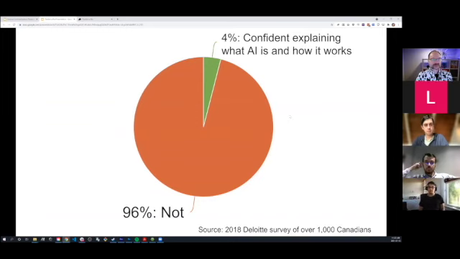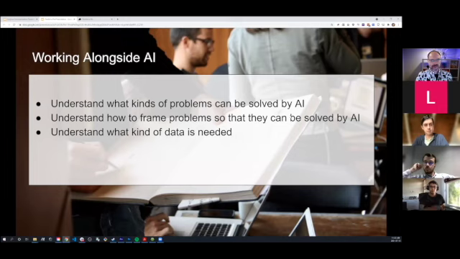So what's the goal of our education activities to help with that? We have three main points that we try to make. We want people to be able to understand what kind of problems can be solved by AI, because not all problems are suitable for being solved by AI, both for technical reasons, but also for societal impact and ethical reasons. Then the next point is to understand how to frame those problems so that they can be solved by AI. That's the computational thinking part of it. How do you take the problem you have and frame it for the AI?